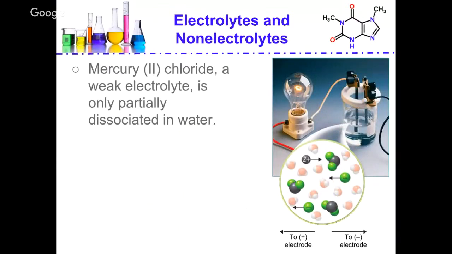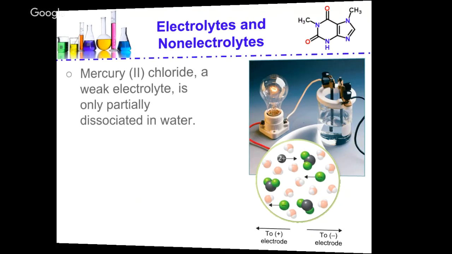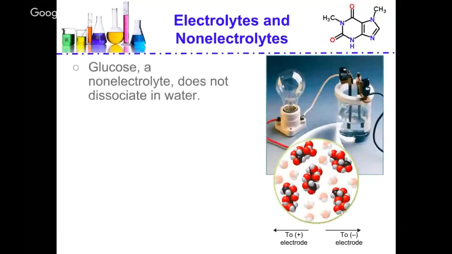Mercury(II) chloride is a weak electrolyte, so the light bulb is going to be dimmer because not all of the mercury(II) chloride is going to dissociate in water. Glucose is a non-electrolyte because it does not dissociate in water. It stays as a whole molecular compound together. So when you look at the light bulb, it's not going to be lit at all.